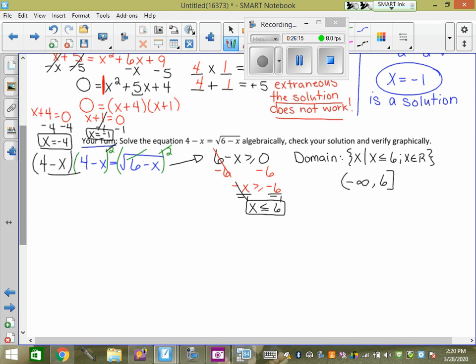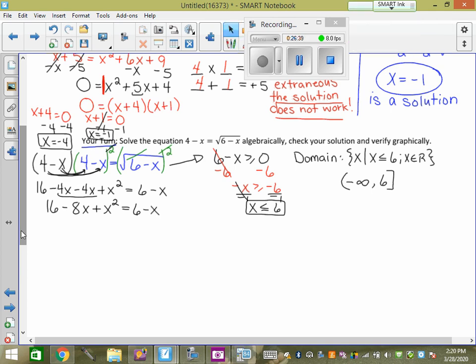Now we FOIL. 4 times 4, 16. 4 times negative x, negative 4x. 4 times negative x, negative 4x. x times negative x, negative x squared. Wait, positive x squared, since I'm squaring 4 minus x, equals 6 minus x. Putting these together: 16 minus 8x plus x squared equals 6 minus x.